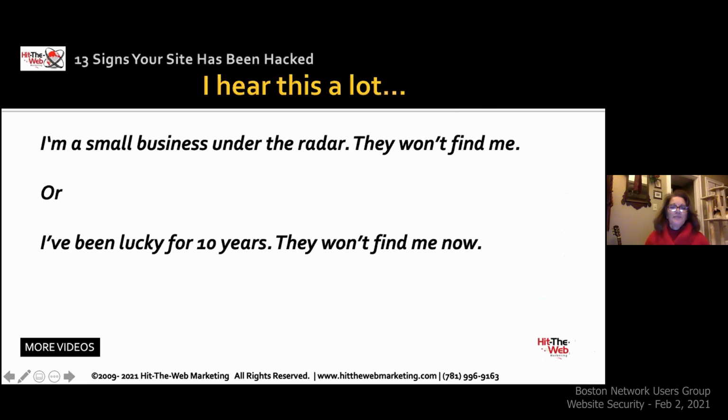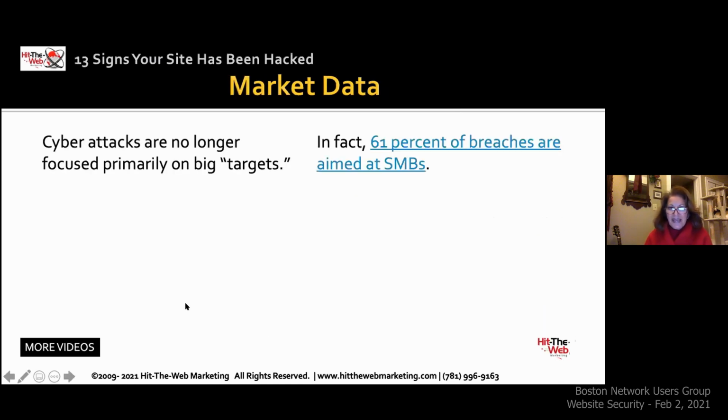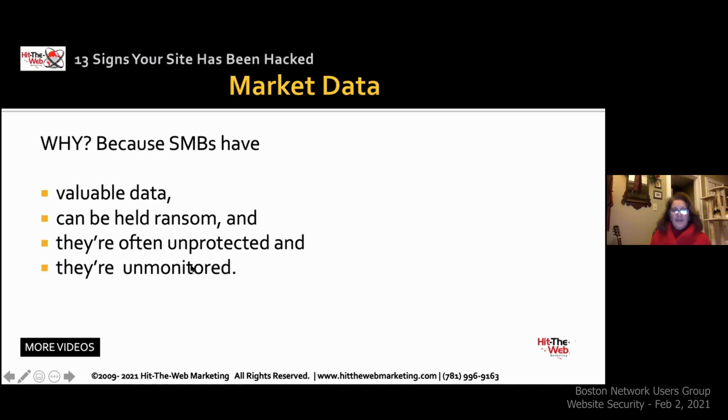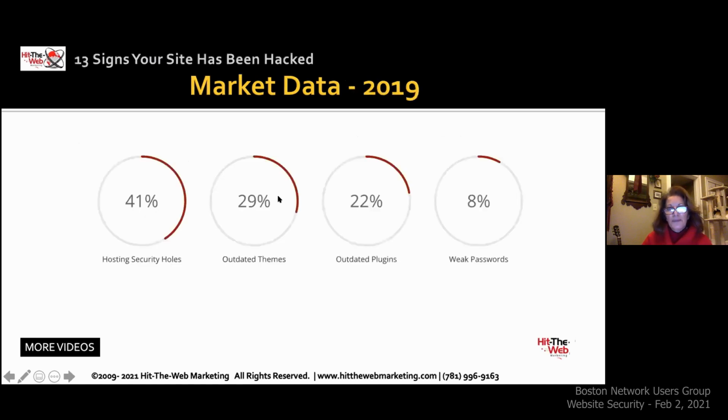I hear this a lot. I'm a small business under the radar, they won't find me. Sometimes I hear, I've been lucky for 10 years, they won't find me now. Cyber market data shows us that cyber attacks are no longer focused primarily on big targets. You're not going to just see them for IBM, JP Morgan. 61% of the breaches are aimed at small and medium-sized businesses. Why? Because they're pretty good, easy targets. Because they have valuable data, they can be held for ransom. They're often unprotected and unmonitored because most people don't really know what it takes to secure them, or they don't realize what is going on because they're just busy doing what they do. But that's why they're vulnerable.